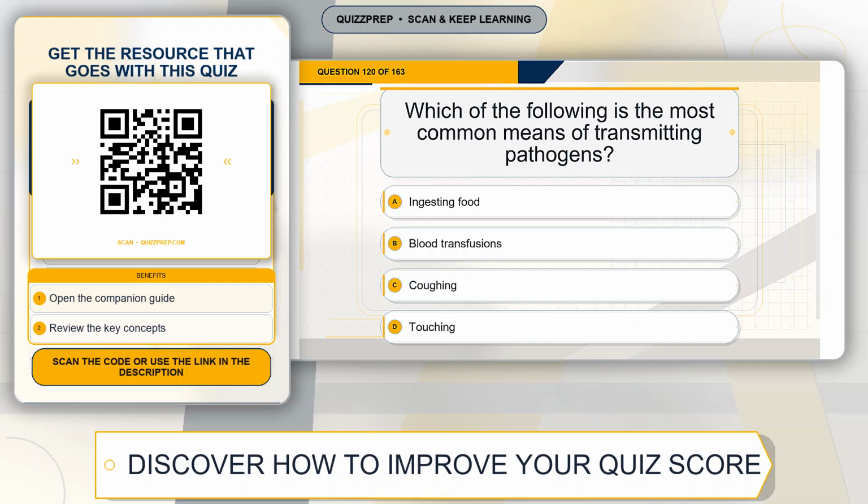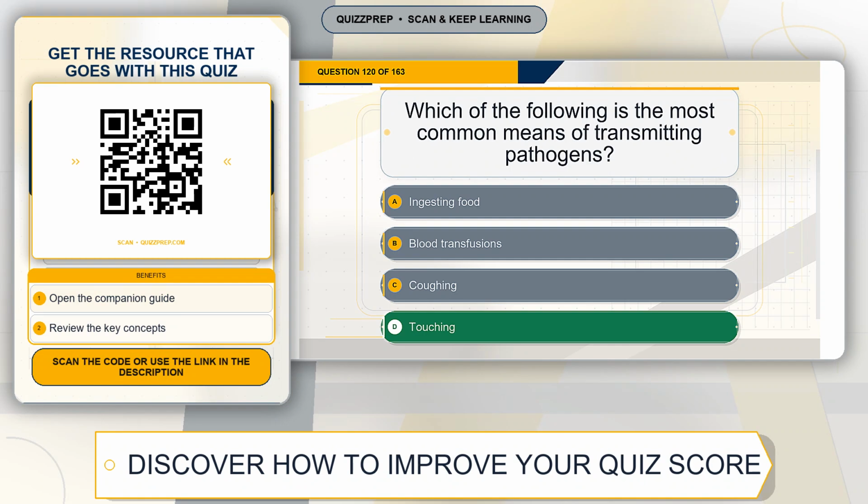Question 120. Which of the following is the most common means of transmitting pathogens? Option A, ingesting food. Option B, blood transfusions. Option C, coughing. Option D, touching. The correct answer is option D, touching.